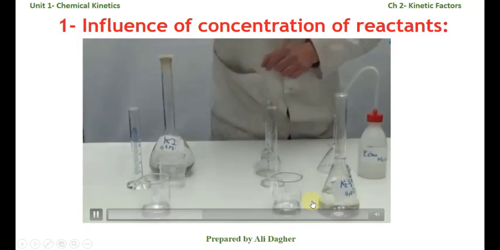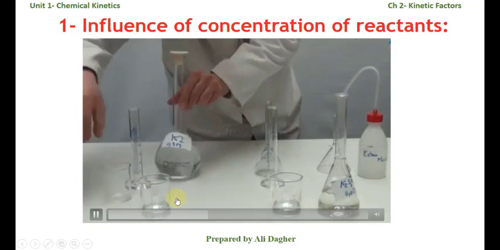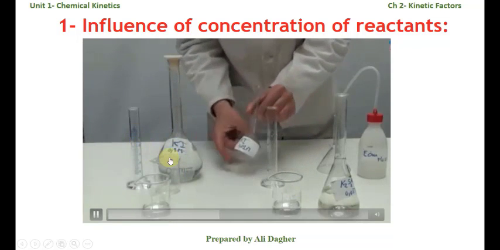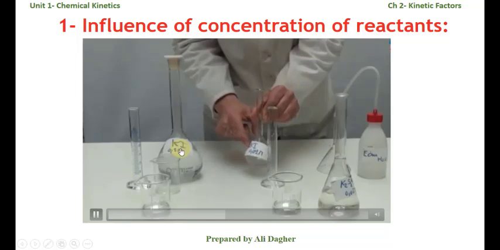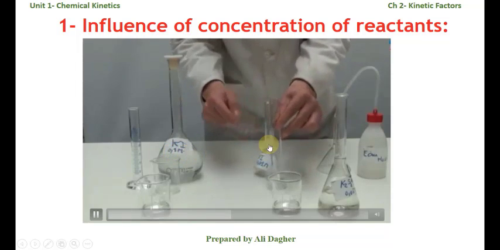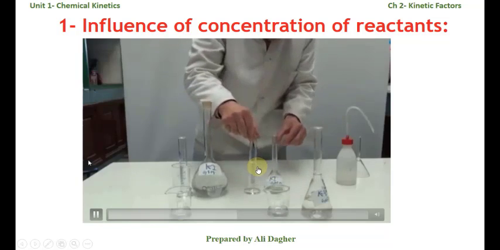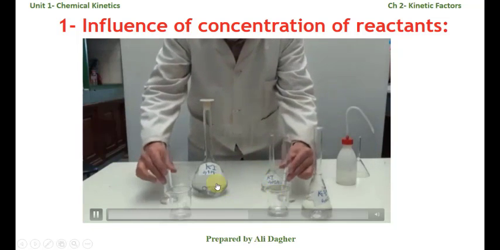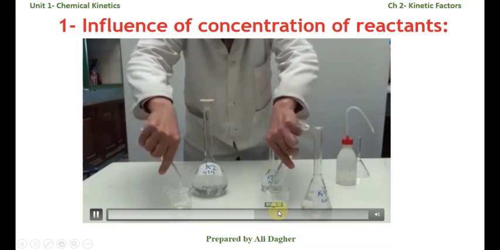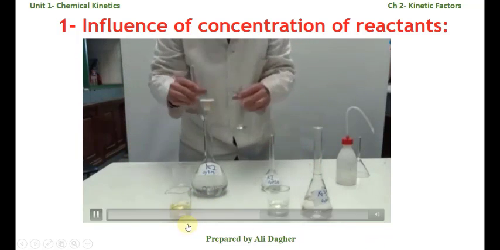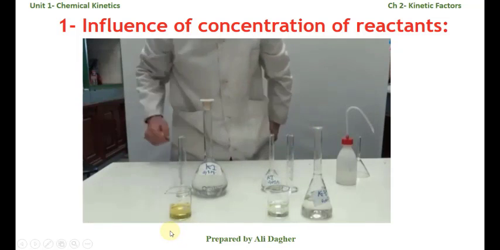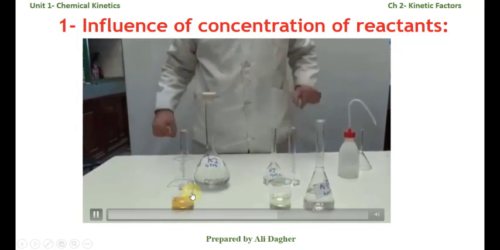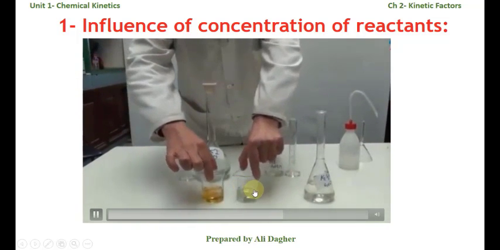We have 20 milliliters in each beaker of K2S2O8 solution. Now, in this graduated cylinder, we have 20 milliliters of KI 0.1 mole per liter, and in the second graduated cylinder, we have 20 milliliters of KI 0.01 mole per liter. Now, at the same time, we will add the KI solution to the two beakers. We observe the appearance of yellow color in beaker 1, and the color in beaker 1 is darker than that in beaker 2.